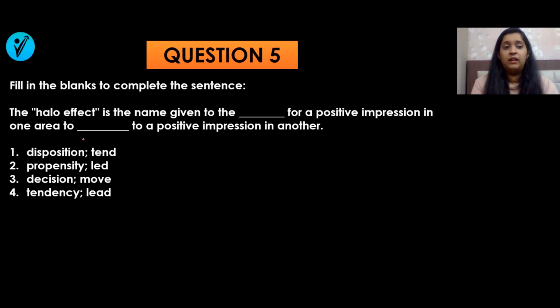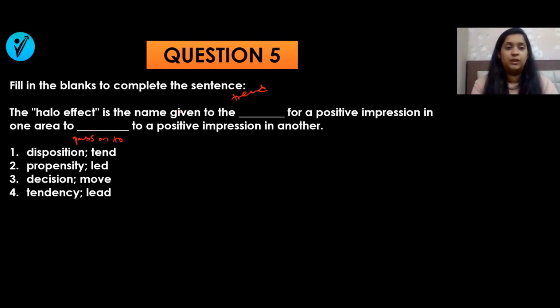So, it is almost like a trend, for a positive impression in one area to say, pass on to a positive impression in another. So we try to come up with our own word and then we try to match it with the words given in the options. We do not directly try to plug in the options.